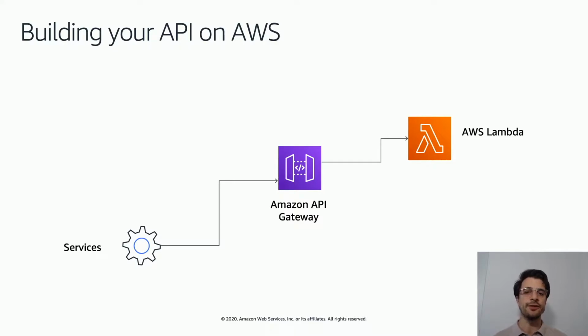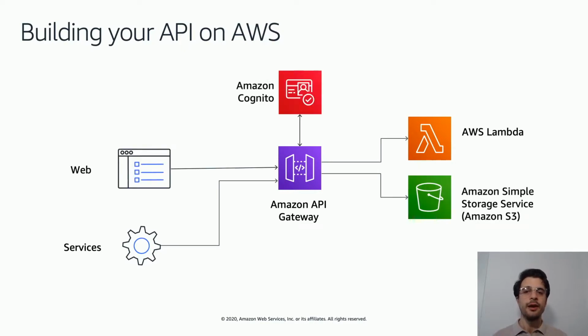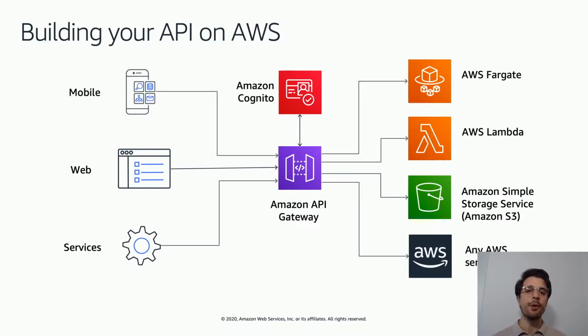Initially, your API receives a request from your customer system. API Gateway routes the traffic to Lambda. Next, you build a web client and extend easily by adding authentication with Cognito and storing pre-processed data in S3. Later, you add a mobile client and deploy containers with Fargate, further extended by having API Gateway route to any AWS service.